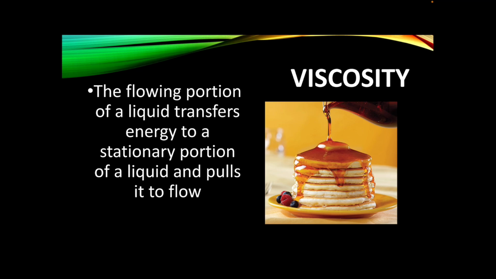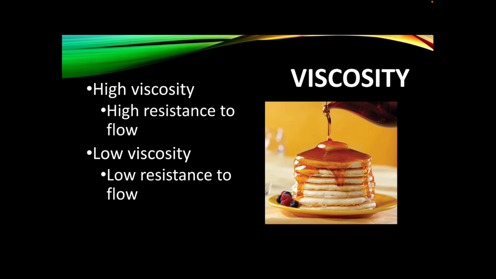The reason this happens is when you, for example, tilt a bottle of syrup, the flowing part of the syrup that starts to make its way out of the bottle is going to transfer energy to the stationary part of the syrup and start to pull it down so that it begins flowing. So it's kind of like a pulling mechanism. This flowing fluid will transfer energy to the non-flowing part of the fluid and start to pull it down. So when you have high viscosity, you have high resistance to flow. When you have low viscosity, you have low resistance to flow.